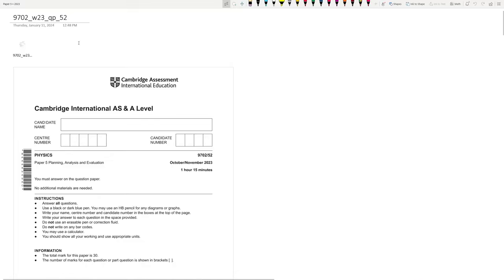Hi everyone, we're solving this physics paper today. This is 9702 paper 52, October November 2023. The time is 1 hour 15 minutes. This is paper 5, planning, analysis and evaluation. So we have two parts to this question paper, Q1 and Q2.